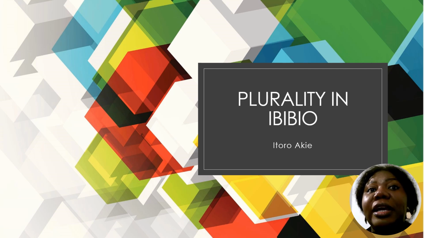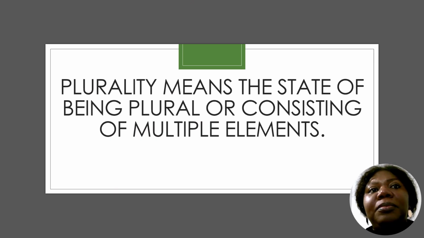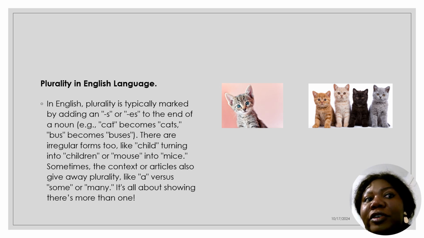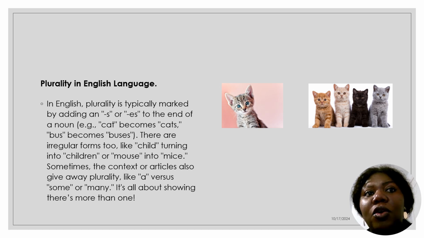Today we're going to be looking at plurality in Ibibio. Plurality means the state of being plural or consisting of multiple elements. For example, in English language, plurality is typically marked by adding an S or ES at the end of a noun. For example, cat becomes cats or bus becomes buses.